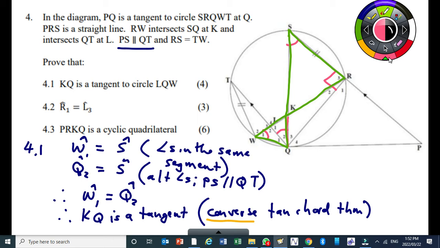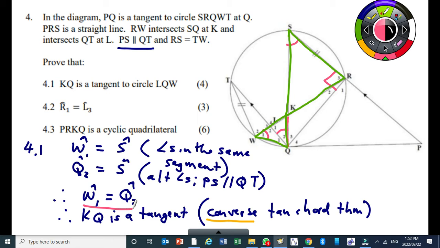So, because we have got the line KQ here, the angle Q2 must be equal to Q1 based on the converse of theorem 9. Okay? Which is what has been proven here. You have to know the objective. Okay? You also have to know what you are trying to prove. So here, you need to know the objective is to prove that KQ is a tangent.